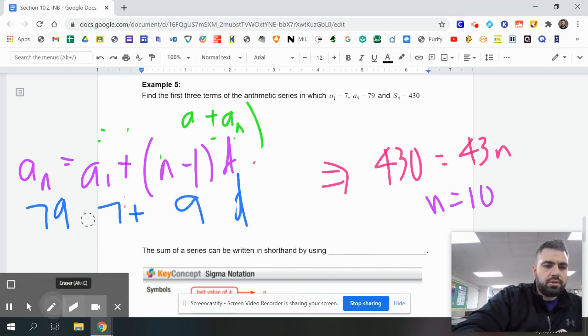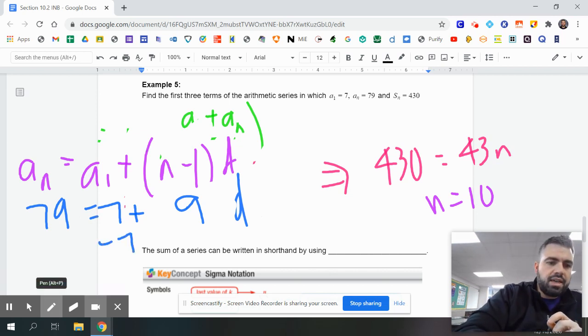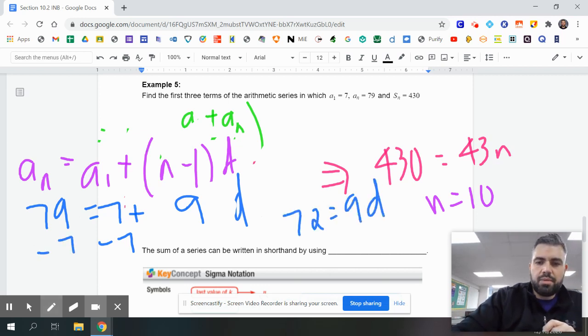Oops, and that should be an equal sign. Okay, so 79 is equal to 7 plus 9d. We subtract 7. We get 72 is equal to 9 times the common difference. Divide by 9. And we find that the common difference, d, is going to be 8.